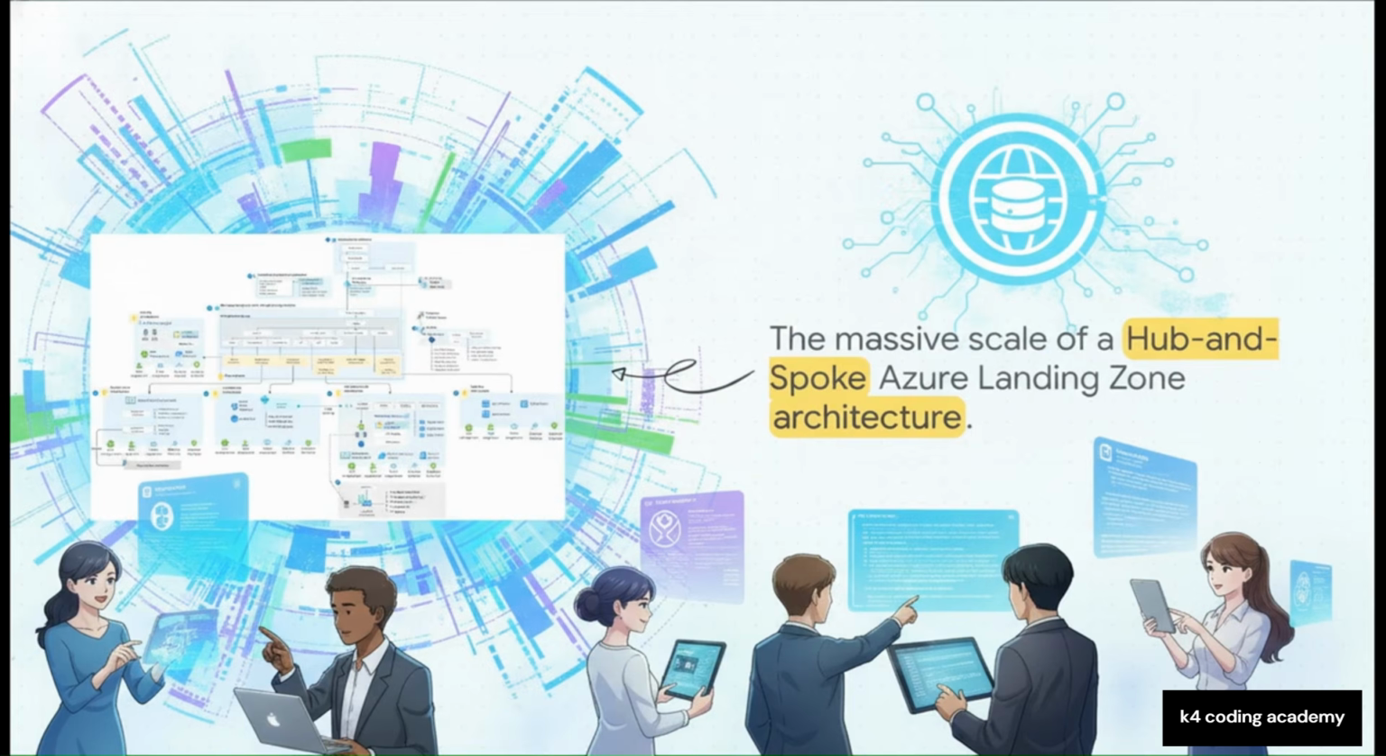Just think about the massive, intricate scale of a hub-and-spoke Azure Landing Zone architecture. With Terraform, you can seamlessly manage identity subscriptions, management groups, connectivity hubs, and sandbox environments all through unified code. You're effectively orchestrating your entire enterprise footprint from one single source of truth.